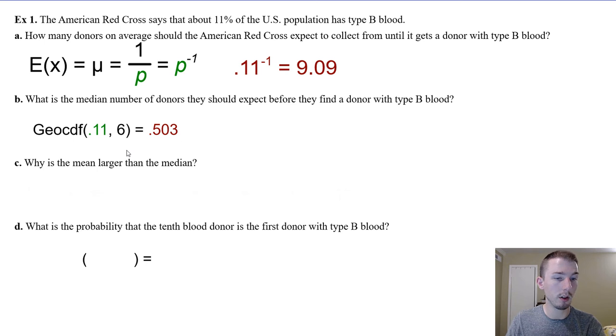Why is the mean larger than the median? Because the mean is skewed to the right. The whole distribution is skewed to the right.